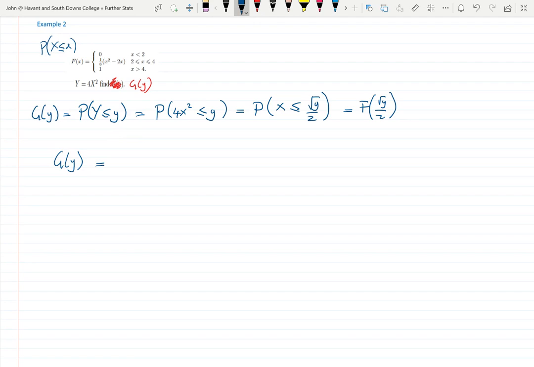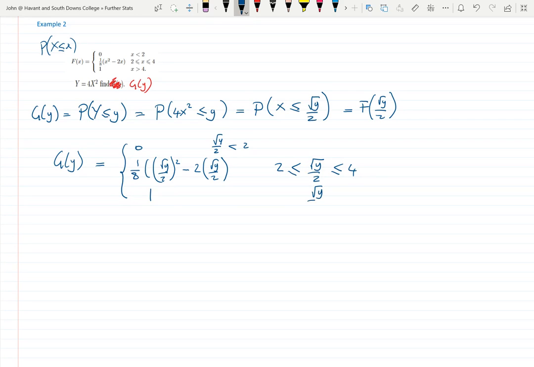So replacing x with the square root of y over 2 in there, I get 0 for x less than 2, 1 over 8 times the square root of y over 2 squared minus 2 times the square root of y over 2. And yes, it's x less than 2, but we really want to replace that for y. So that's the square root of y over 2 being less than 2, the square root of y over 2 here being between 2 and 4, and obviously it's going up to 1 for the square root of y over 2 being greater than 4. Obviously we need to get rid of that square root of y, so we need to have our inequality properly defined, without the square root and the 2 in it.